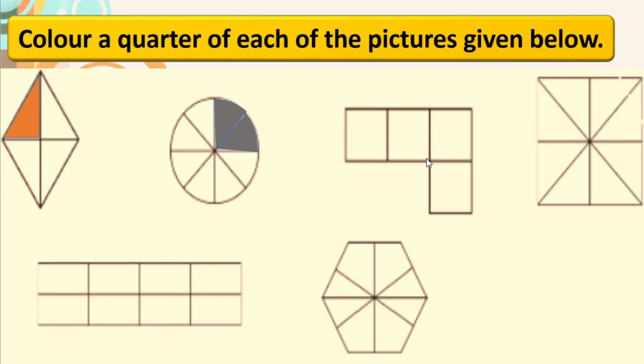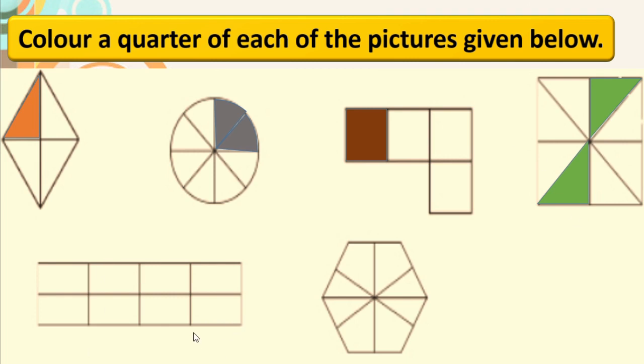Now here again 4 are there. We have to color a quarter part, means only 1 part. Isn't it? Here also we can see 8 parts. We know here quarter means 2. So we will color only 2 parts. Any 2 parts, because all these parts are exactly alike.